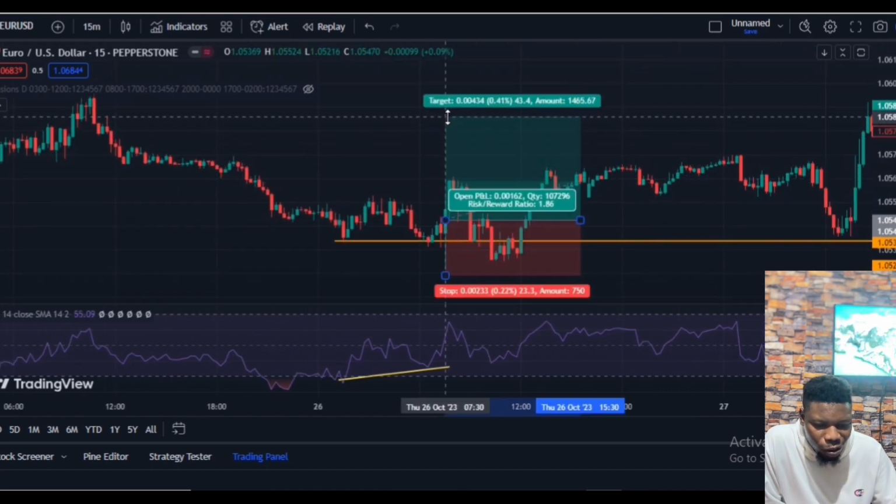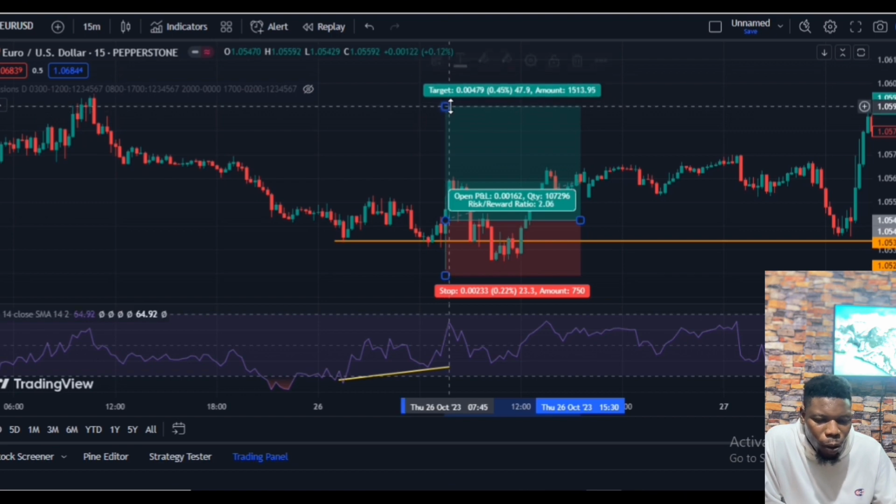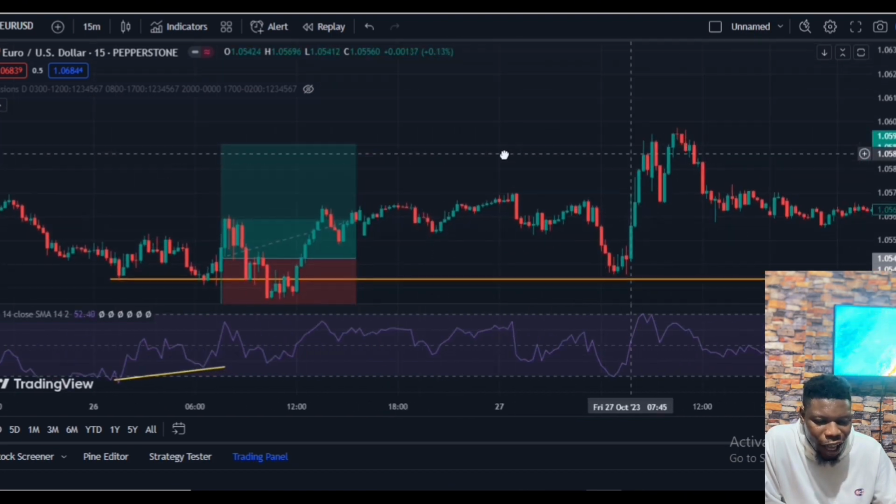This strategy is very good, guys. You can use it to pass your prop firm or grow your small account, big account, anything. You can see profit.